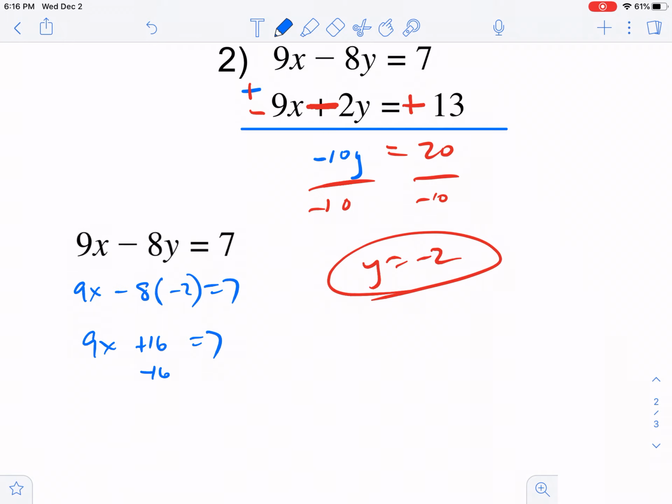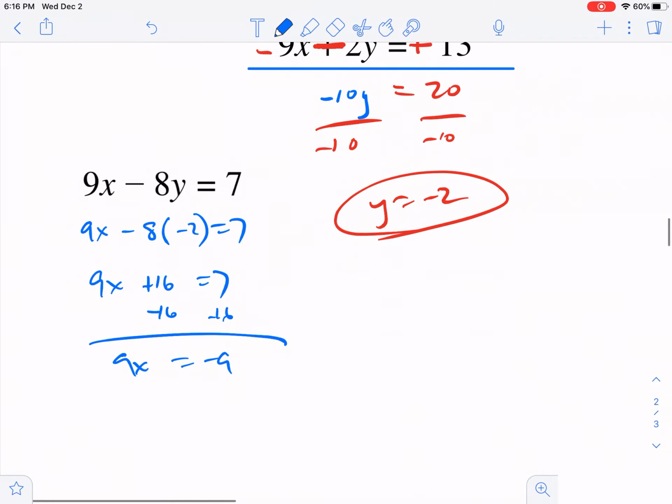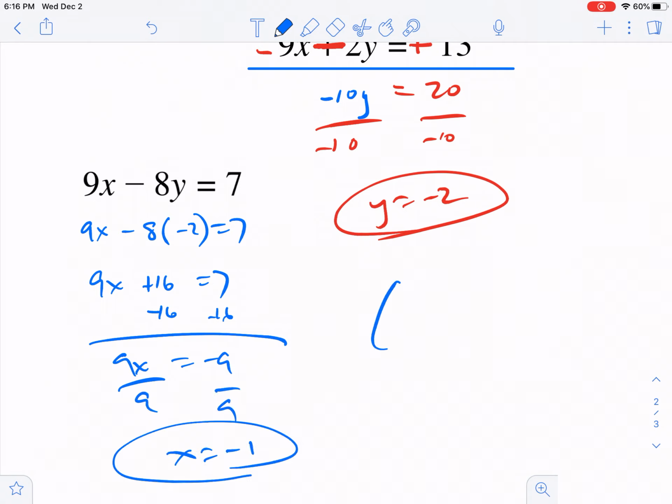I'm going to subtract 16. And I get 9x equals negative 9. I'm going to divide by 9. I get x equals negative 1. I'm now going to write the coordinate as negative 1, negative 2.